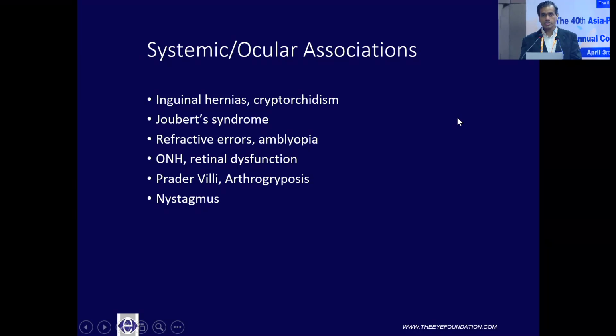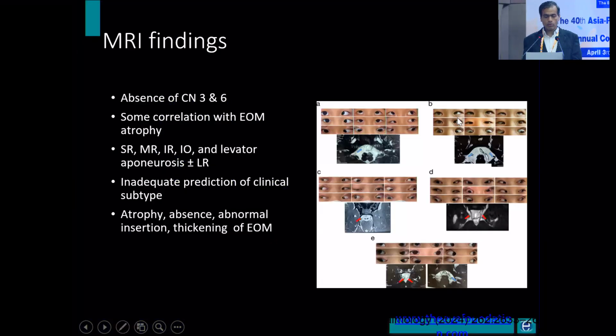So it may have a number of systemic and ocular associations. Among the ocular associations, infantile nystagmus syndrome, optic nerve hypoplasia, and retinal dysfunction predominate. And in systemic associations, you can have Joubert syndrome, you can have Prader-Willi, which has diabetes mellitus, and you can have arthrogryposis. So you have to look for all of these.